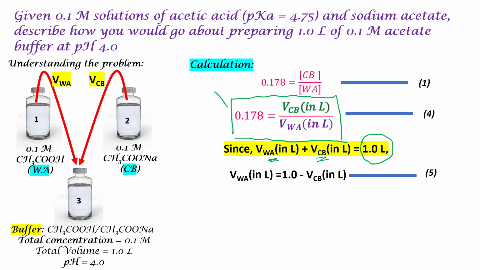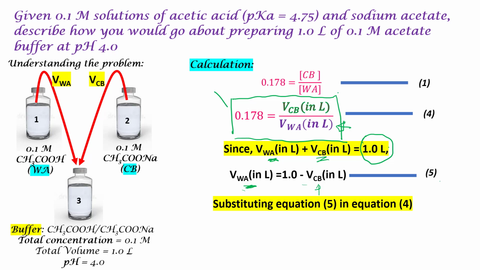So we can do a simple arithmetic here. We can just rearrange this equation so that I can say VWA is equal to 1 liter minus VCB. So this is just a simple rearrangement of the equation. Why am I doing this? The reason is that I want to express VWA in terms of VCB so that everywhere I see VWA in this equation, I can substitute this equation 5 into equation 4. So I'm going to take whatever I have in equation 5 and substitute that into equation 4. When I substitute it, you're going to end up with this type of equation.